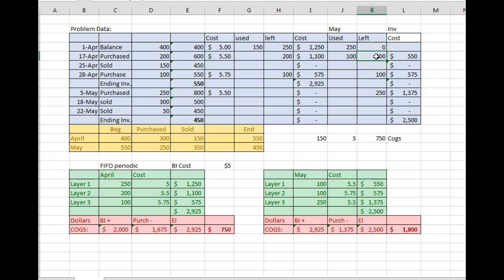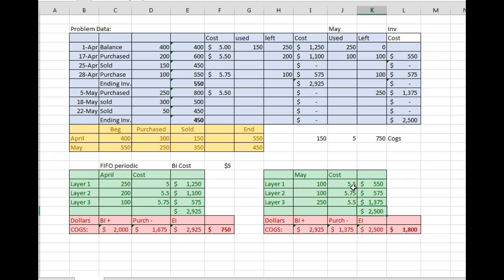So I'm going to drop those down. I have 100 at $5.50, 100 at $5.75, and 250 at $5.50, and I bring the numbers with it. That means this would be my ending inventory for May, which is $2,500. So now I can calculate my cost of goods sold using these numbers.